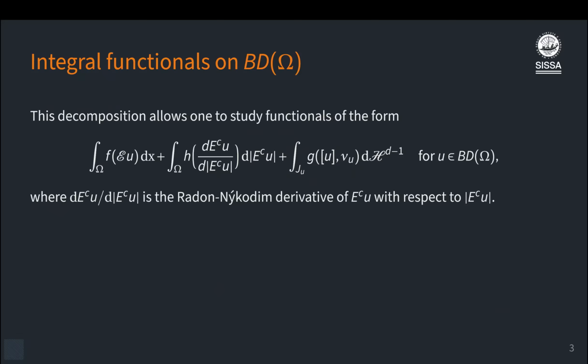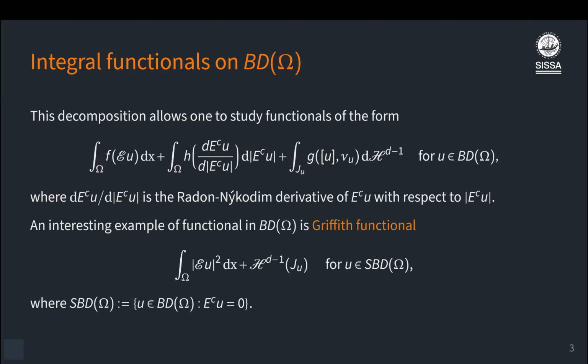In general, for lower semi-continuity reasons, you're not going to consider any function h. Normally, there's a relation between h and f, as we're going to see later. But this is, for instance, the prototype functional that you want to study in this space. And the model functional that was the most studied in this setting was the one that you obtain if you take here f equal to the squared Hilbert-Schmidt norm, for instance. Here you take 1, and here you take h equal to 0. In this case, you recover the Griffith functional, which is the BD analog of the Mumford-Shah functional, and is well defined.